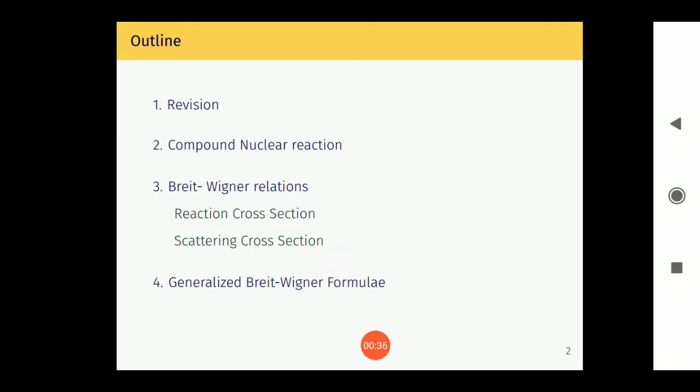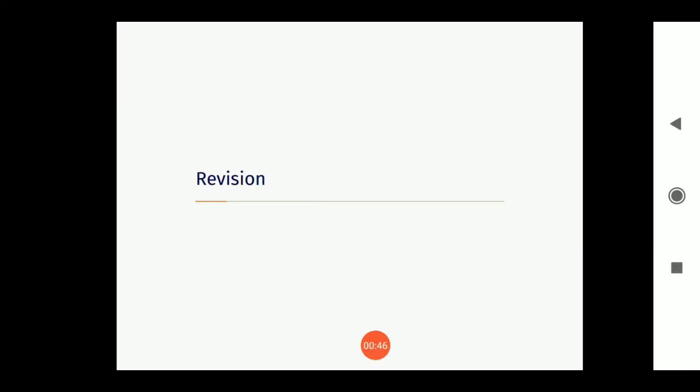This is the outline of today's lecture. Basically we will be discussing the Breit Wigner relations, and later we generalize the Breit Wigner formulae. Let us revise the necessary things for the lecture.